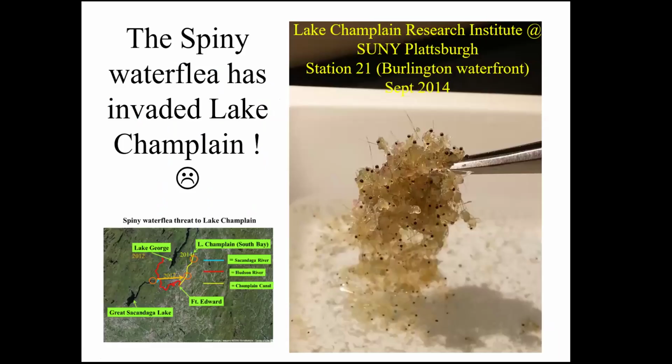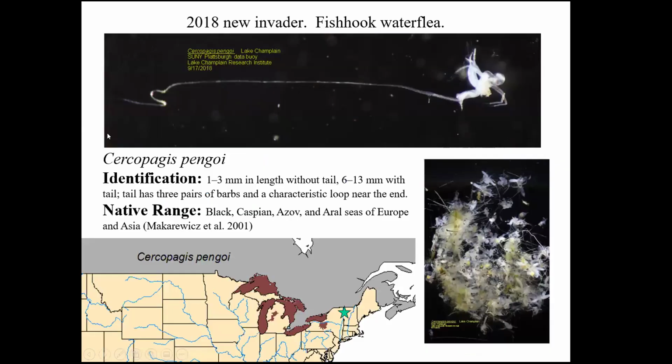Which is interesting. This is again the review of the spiny water flea invasion map. This one of the early samples we detected. This is the fishhook water flea. Previous invasion was only known from the Finger Lakes or Lake Ontario. So it came to Lake Champlain from one of those two sources. We're hypothesizing based on the story that it's most likely Lake Ontario.